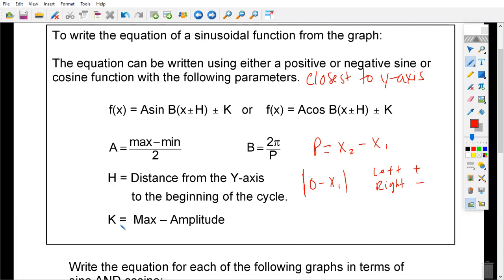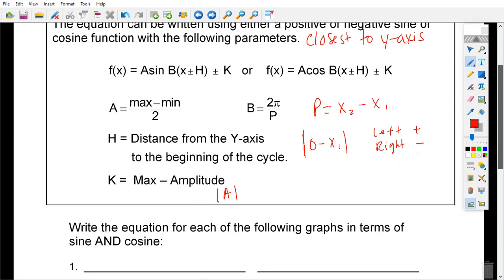And last, your K equals your max minus your amplitude. Remember, your amplitude is just the absolute value of your A. And then you put it all together. It is simple math that we're doing, adding, subtracting, multiplying, and dividing. It's just remembering what, when, and where to do it.